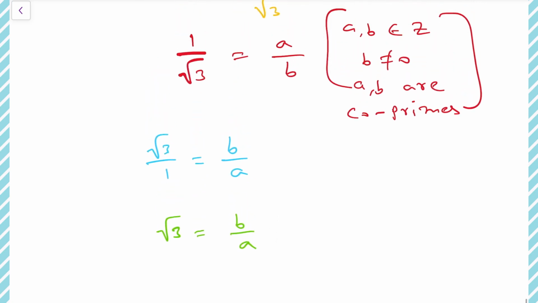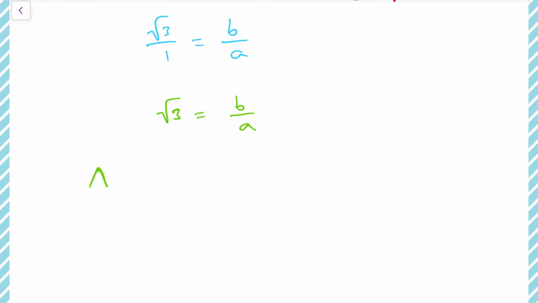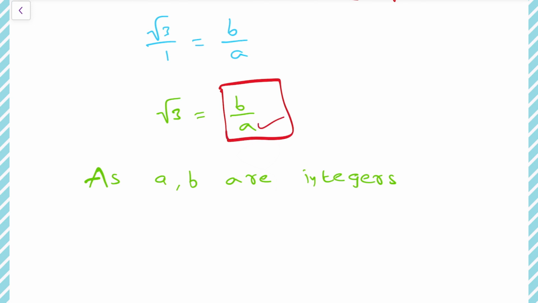Here we wrote the condition clearly, a, b both belong to integers, right? So as a, b are integers. Now observe this right side part. Here on the right side we have b divided by a. In the place of a or b, whatever number I substitute from the integers, this right side part will always be a rational number only. So as a, b are integers, RHS is rational.